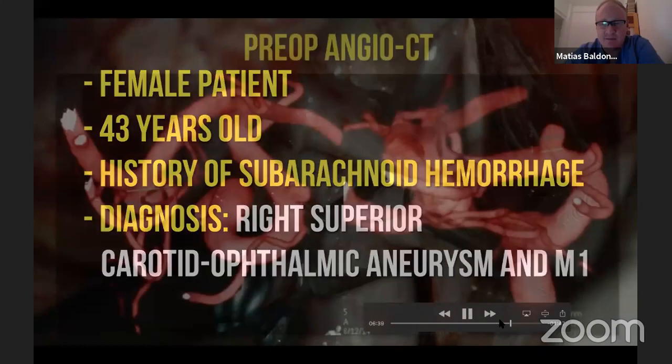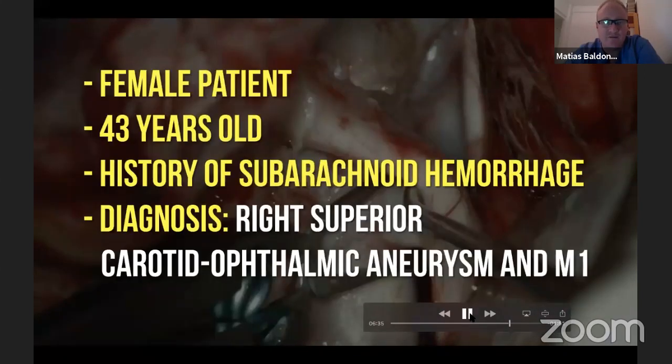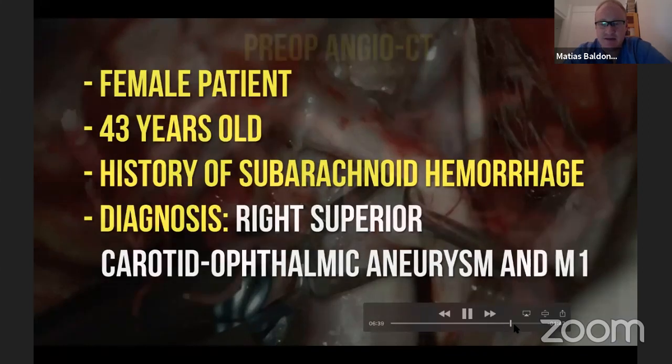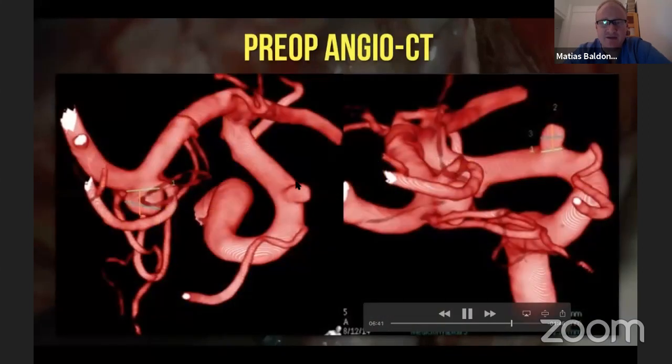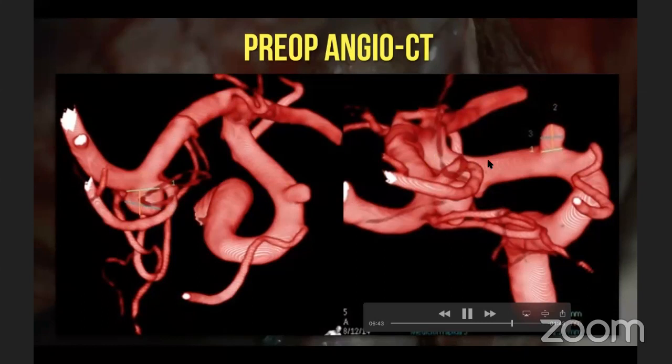Another case, a female, 43 years old, history of subarachnoid hemorrhage, and in the angio-CT and angiography, we can observe a carotid ophthalmic aneurysm and an M1 aneurysm too in this patient. This kind of aneurysm is frequently associated with another kind of aneurysm, not only superior ophthalmic aneurysm.